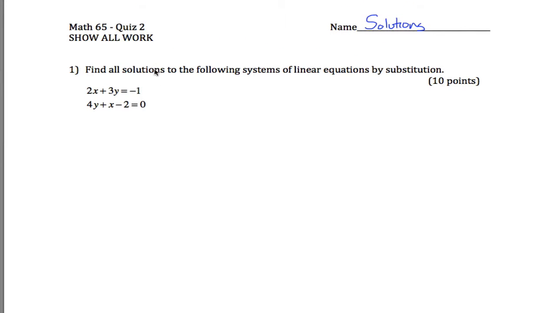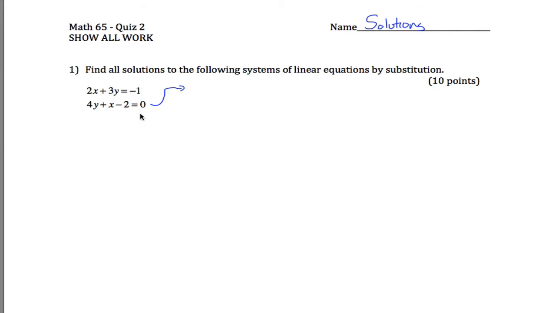Okay, so let's do it. Using the substitution method, what you want to do is look at your two equations and pick one of the two variables in one of those two equations that would be easy to solve for. So you have a choice. You can solve for this x, this y, or this x. I think the easiest would be to solve for this x because the coefficient on it is 1.